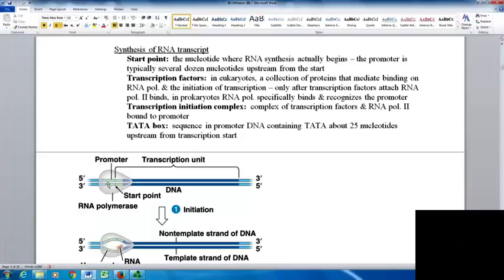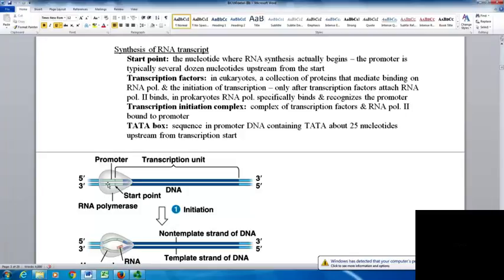Transcription factors, these in eukaryotes, are a collection of proteins that mediate the binding of the RNA polymerase and the initiation of transcription. Only after you have the transcription factors attach and the RNA polymerase II bind will it begin. In prokaryotes, the RNA polymerase is going to bind specifically and recognize the promoter.